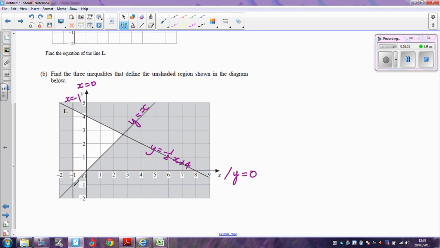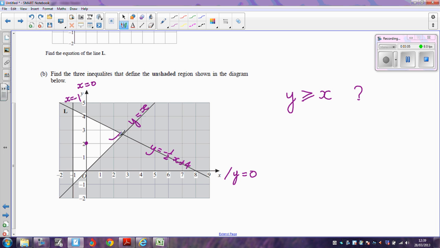So, first of all, for y equals x. Now, we've got a choice here. We are looking at the unshaded region here, and let's assume that y is greater than or equal to x, because we're talking about the area which is above this line. Let's assume that we've got y is greater than or equal to x. I'm assuming that the area above this line, all this part here, is y is greater than or equal to x.